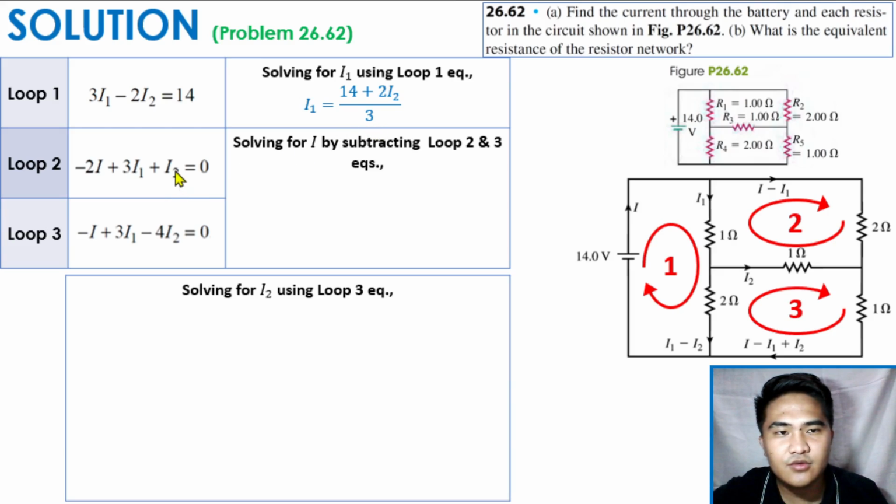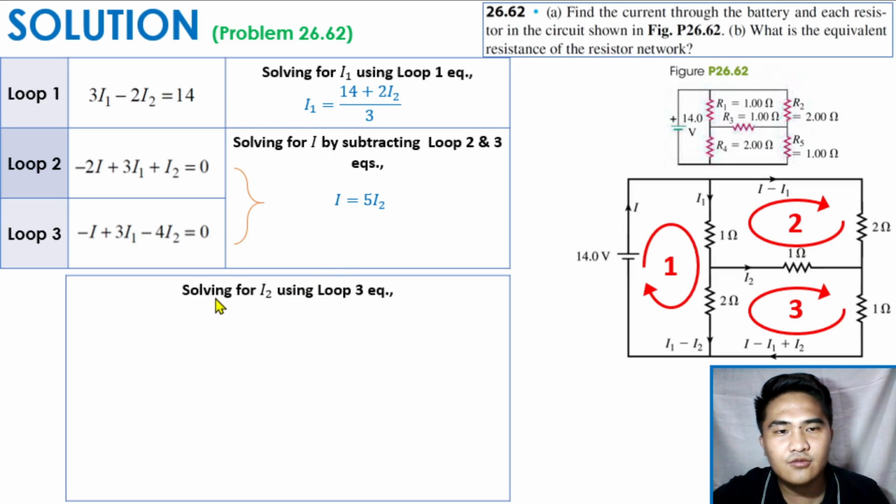Next, using the loop 2 and loop 3 equations, we can solve for I by subtracting these two equations, because we can cancel 3I1 from these equations. Subtracting the equations, we will get I is equal to 5I2. So this is the value for I, and the value for I1.